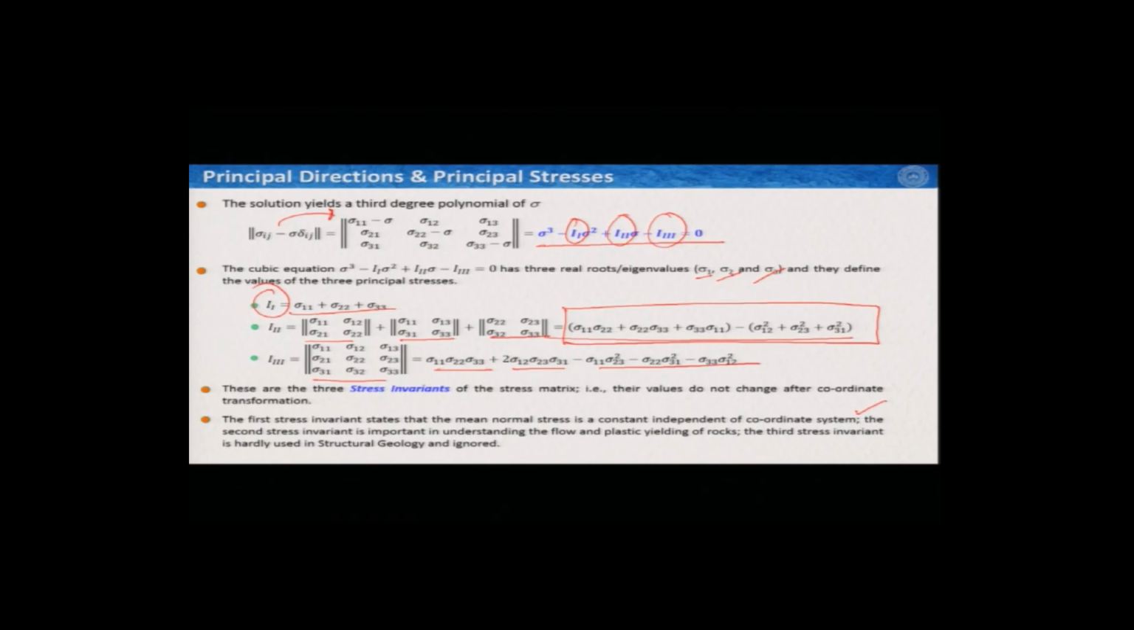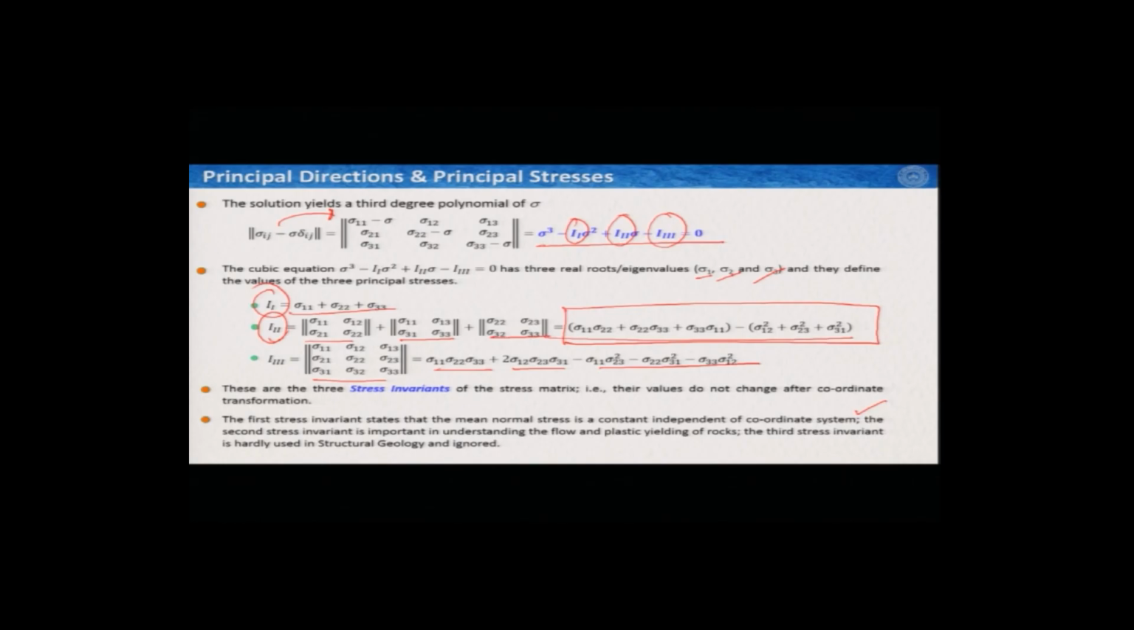So, you will learn later about the von Mises criteria and other things, where you use these failure criteria for the yielding of materials. This I2 is used very frequently. The third stress invariant is not used in structural geology or hardly used, and is mostly ignored. At least I did not see any application of this third stress invariant.